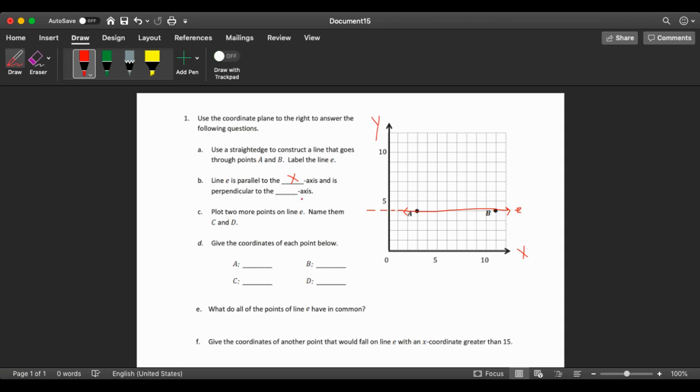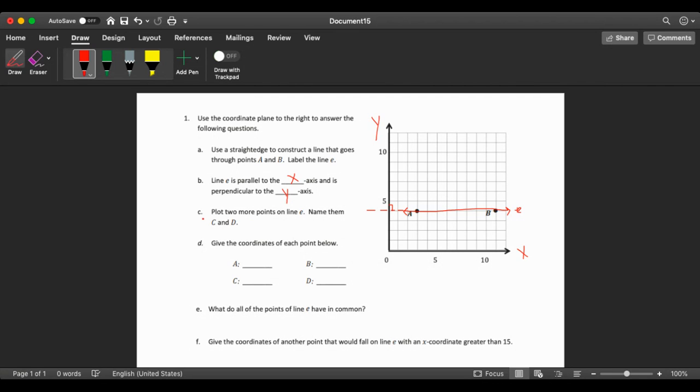Then it says it's perpendicular to what axis? Well, I just showed you. Remember, perpendicular lines mean they cross or they meet to form a right angle. So where line E meets the y-axis, it forms a right angle here, which means that it is perpendicular to the y-axis.